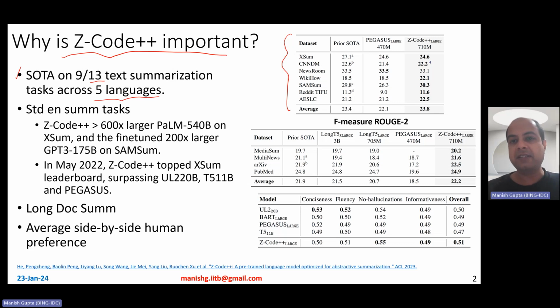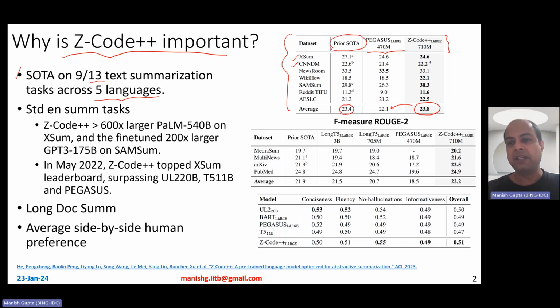So across these several data sets, XSum, CNN, Daily Mail, these are all popular English summarization data sets. As you see, Zcode++ is the last column here, and the previous column is Pegasus Large, which is again another popular abstractive summarization model. On average, Zcode++ performs better than Pegasus Large, and it is somewhat comparable or slightly better compared to the best model out there for each of those 7 different data sets.